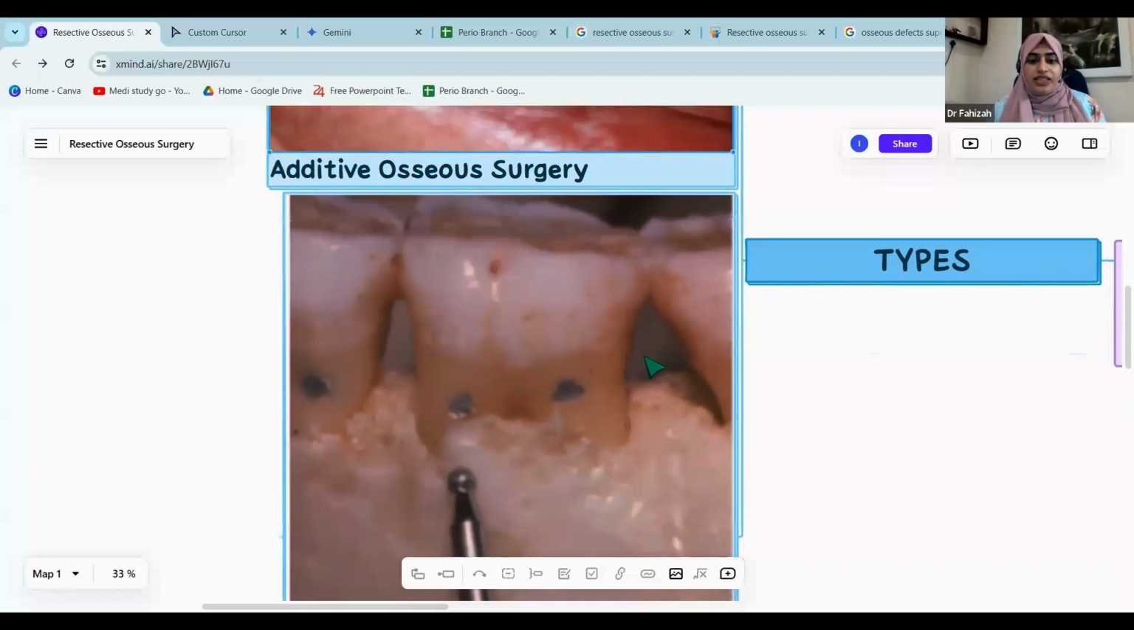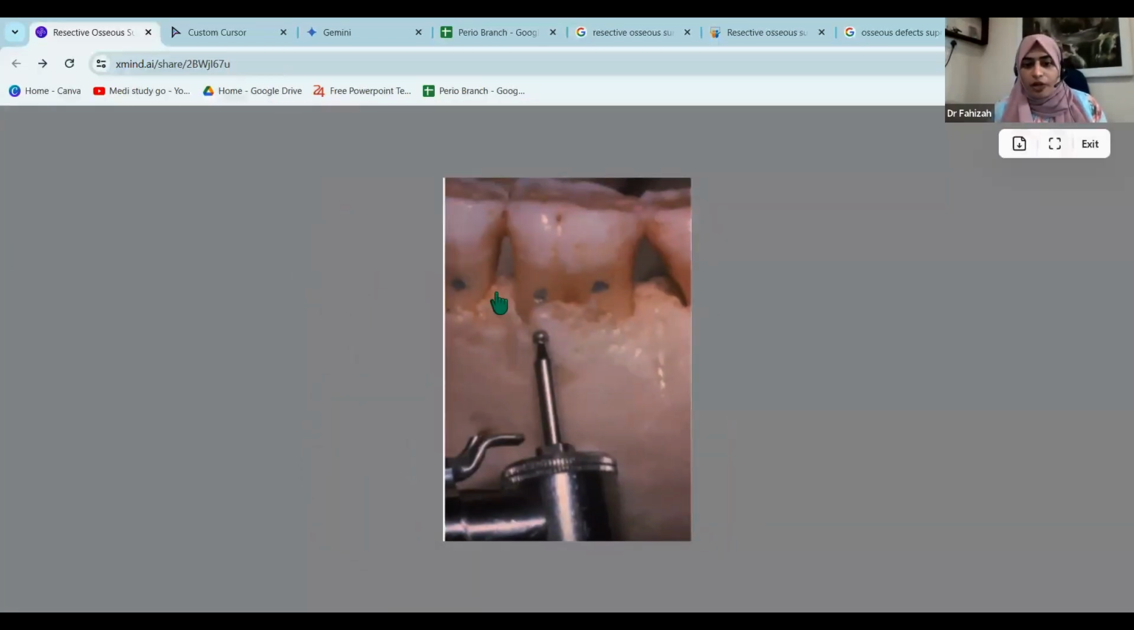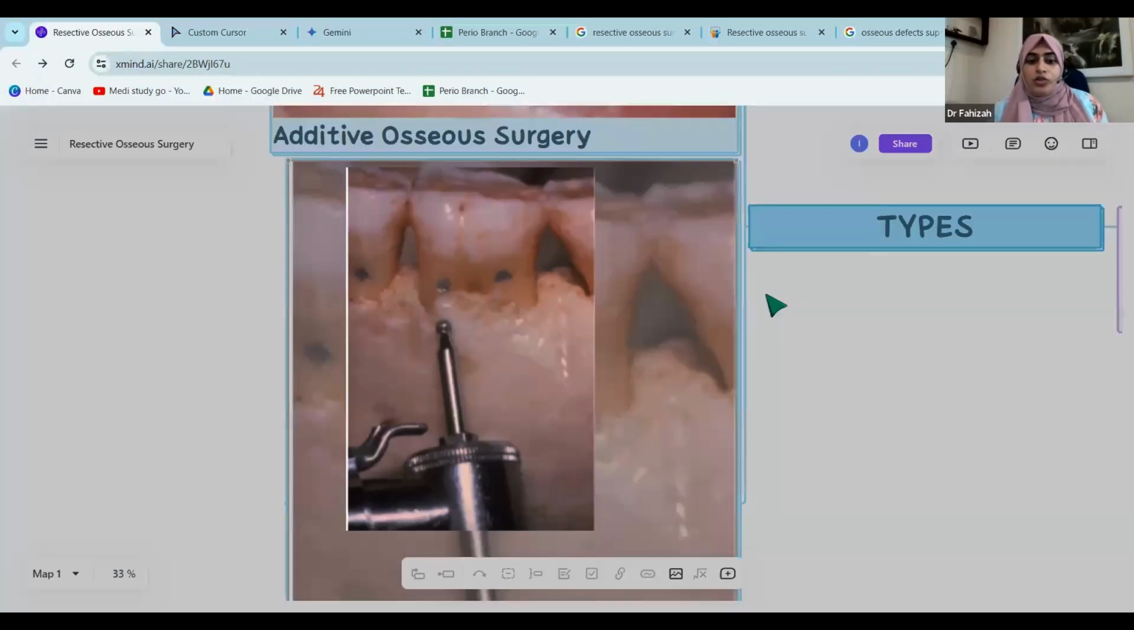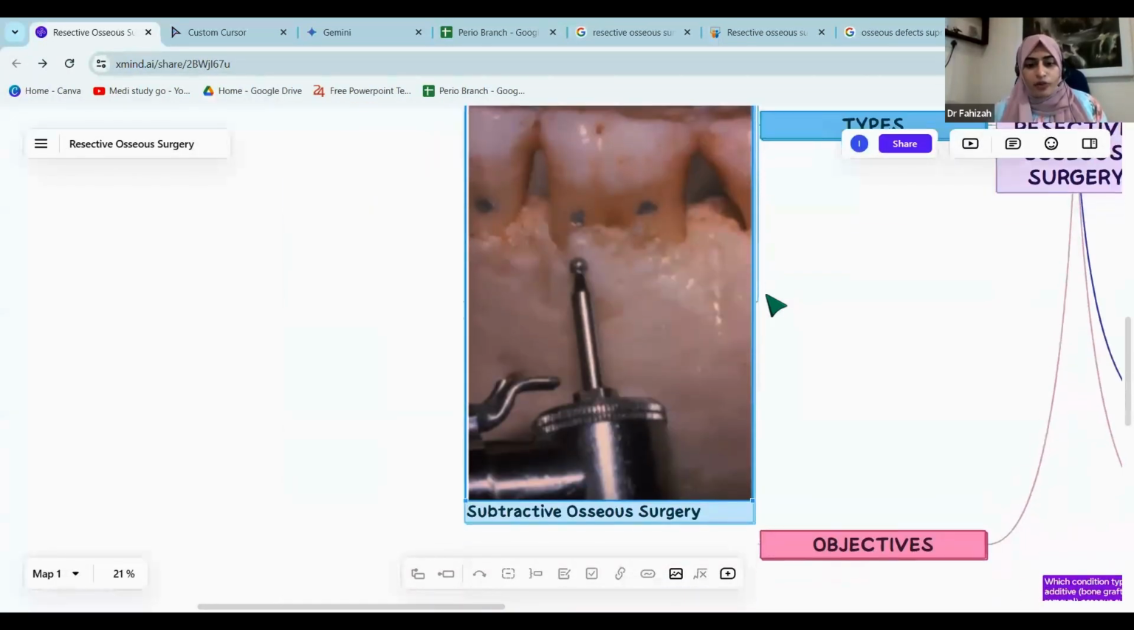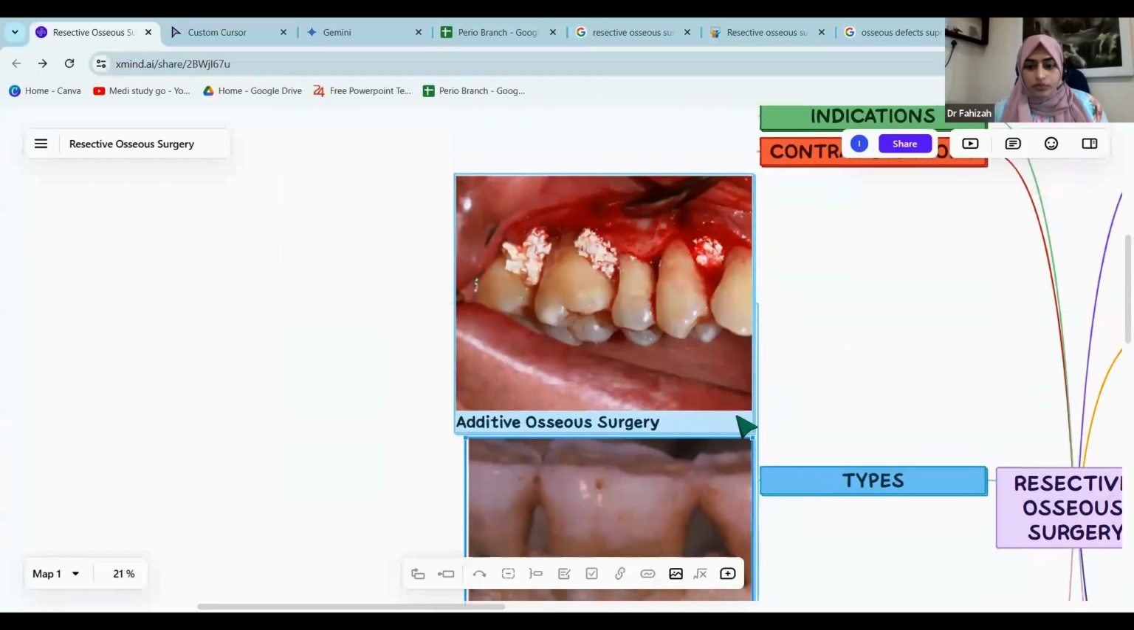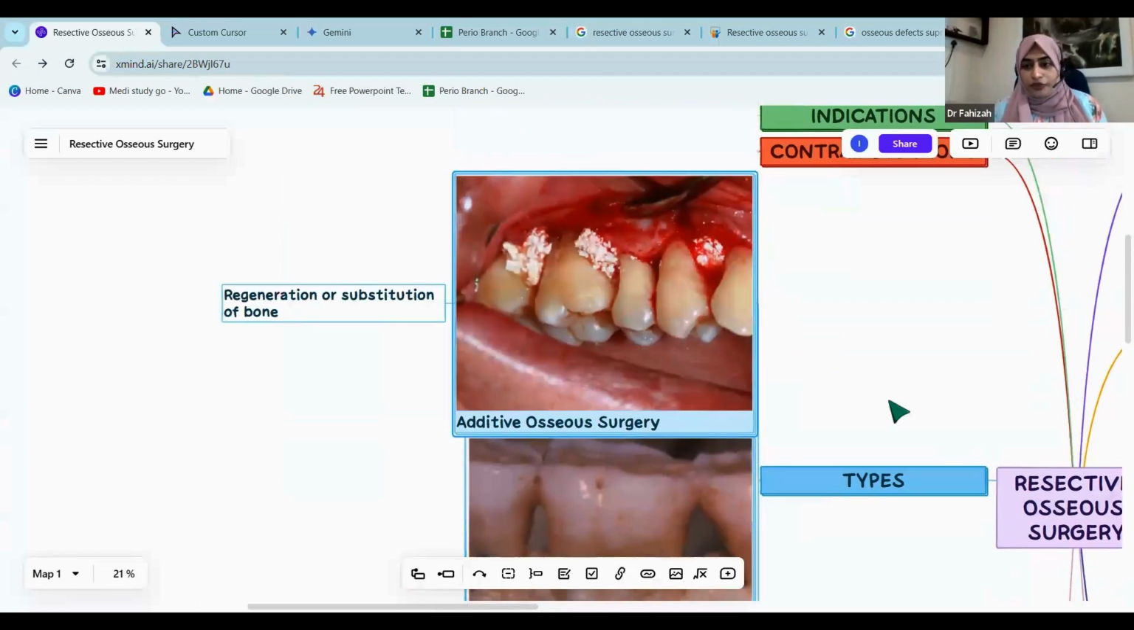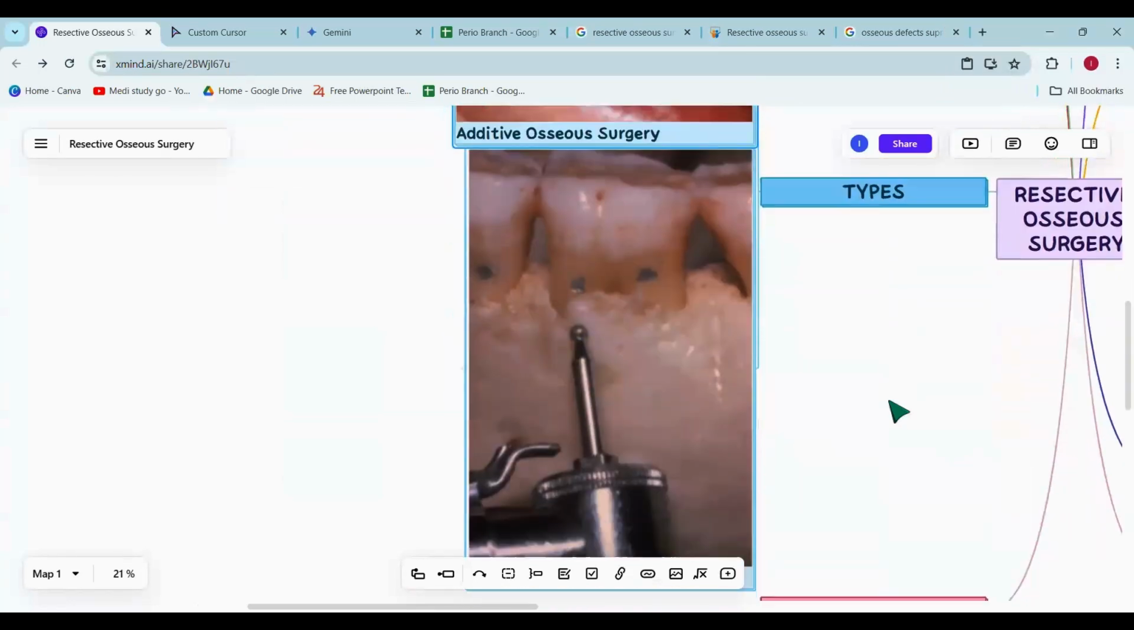Okay. Then this is subtractive osteosurgery, where you do smoothing of the bone. Can you see the irregularities over here? So you do the subtractive osteosurgery. Now, by definition, regeneration or substitution of the bone is additive osteosurgery.